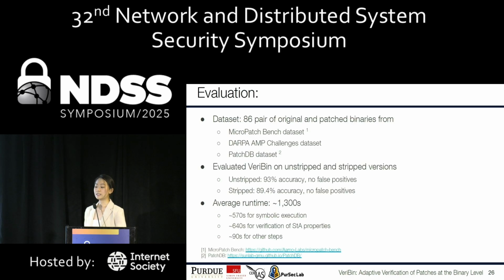We conducted evaluation on 86 pairs of original and patched binaries from 3 datasets. And our evaluation covers both unstripped and stripped versions with no false positives, meaning that unsafe patches will never be incorrectly categorized as safe. And the average runtime for our tool is around 1,300 seconds. We also conducted other experiments about adaptive verification and ablation studies. If you're interested, we highly recommend checking our paper for more details.